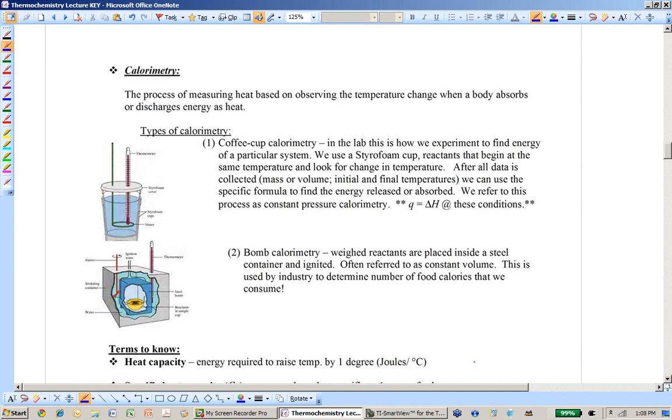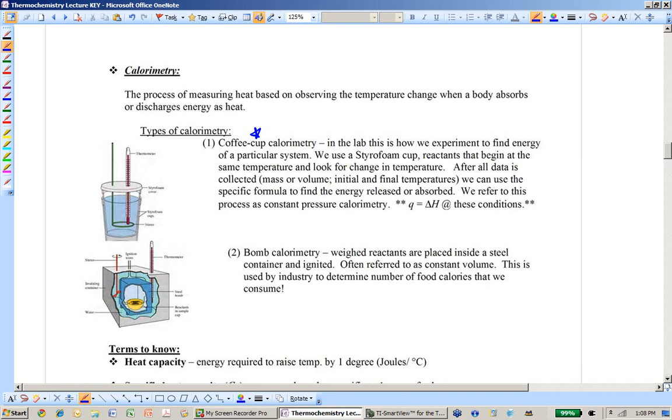So there are two kinds. The kind that you're probably going to do in class, because very few chemistry labs at the high school level have bomb calorimeters. You're going to probably do a couple of coffee cup, like little polystyrene, brand name styrofoam coffee cup nested in with one another so you get super duper insulation. And that's how we usually do it. So we're going to find the energy of a particular system.